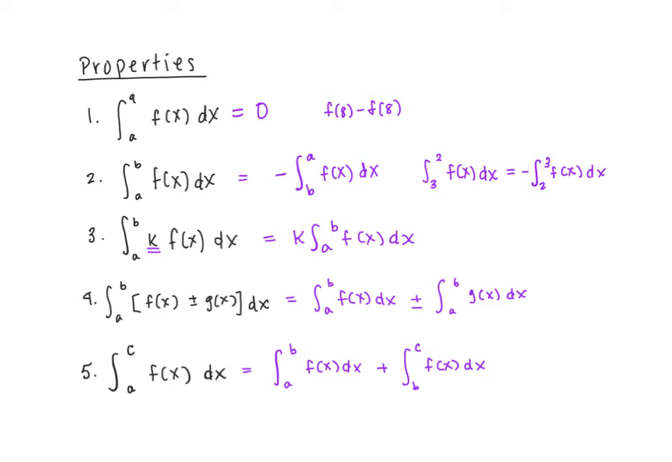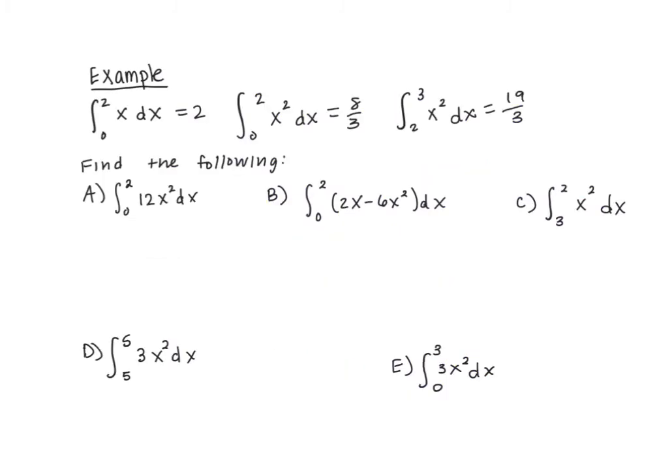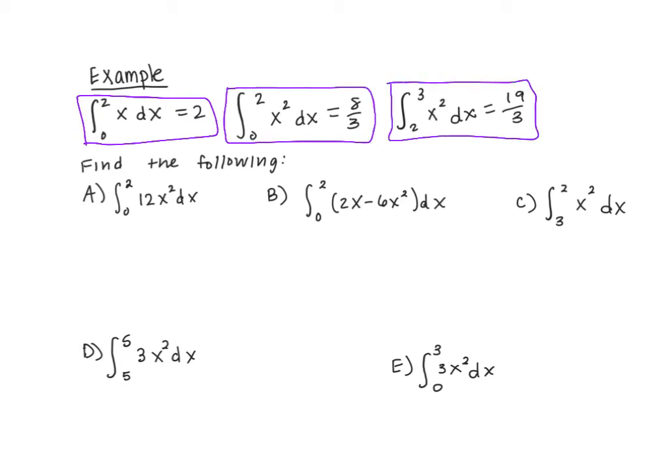So let's look at a couple examples of how to apply these properties. In this example, they already gave you the value of 3 different integrals. So you just have to be able to pick out which one you're going to use and then use some of the properties. So part a, I see that I'm doing the integral from 0 to 2 of 12x squared.